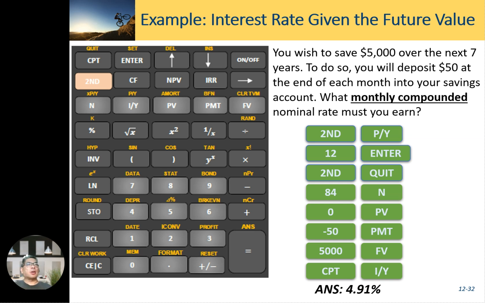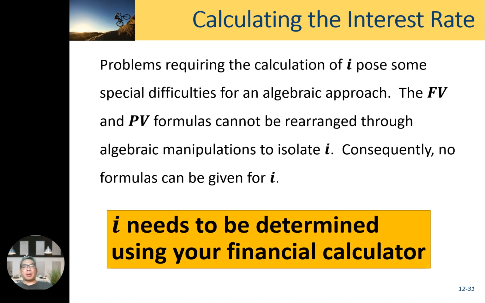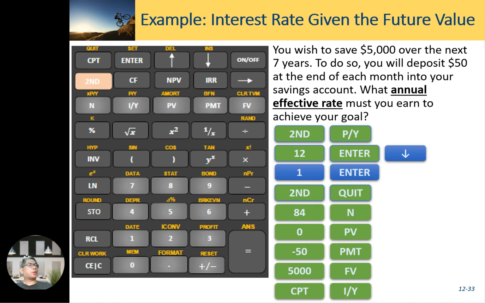Look at this logic, guys. Make sure you understand this concept. Okay? 5,000 over the next 7 years, deposit 50. Okay? All right, let's look at it. Let me just go back, make sure it's put there.